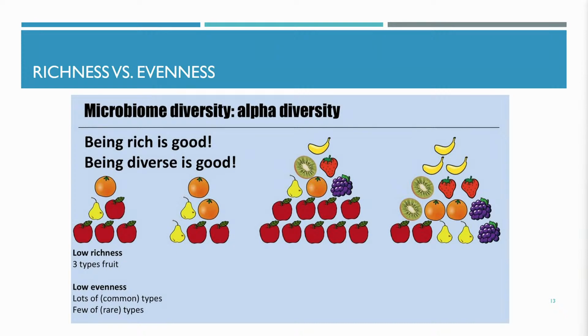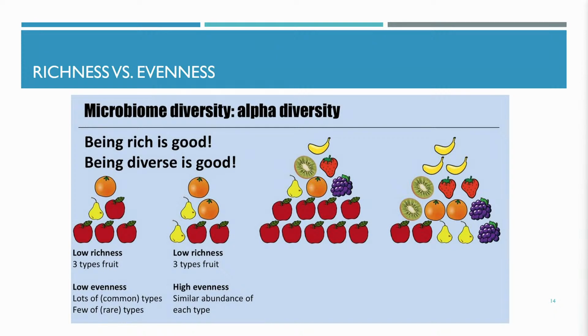So let's try to do this one. Low richness or high richness for this one? Low richness, same thing. You have 3 types of fruit. And then what about evenness? High. Because there is a similar abundance of each type, that's a high evenness. And so this contributes to a more diverse community, which is good. All right, let's do the third one.